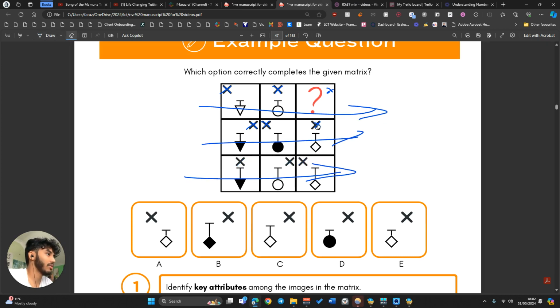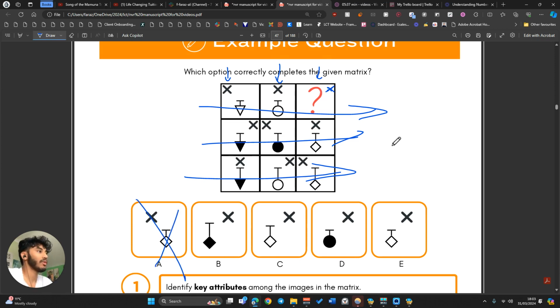All of these parts of the grid have at least one option where the X is in the middle, one option where the X is on the left, and one option where the X is on the right. So that signals to me that this one should have the X on the right, meaning it cannot be A. What else could we be looking for?